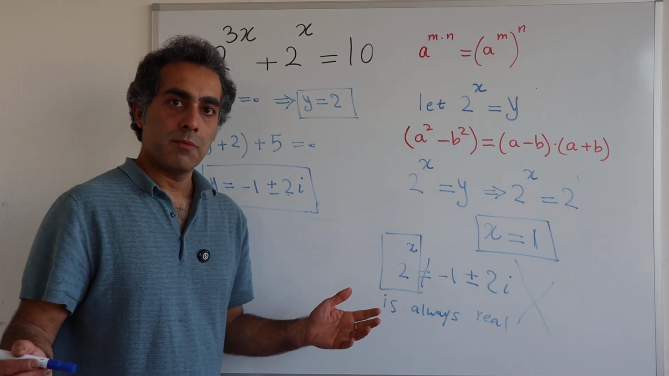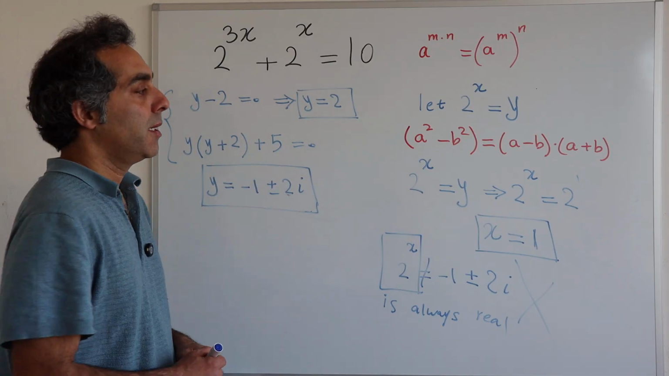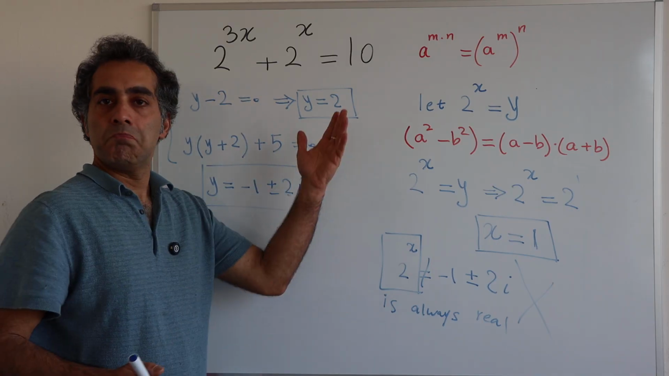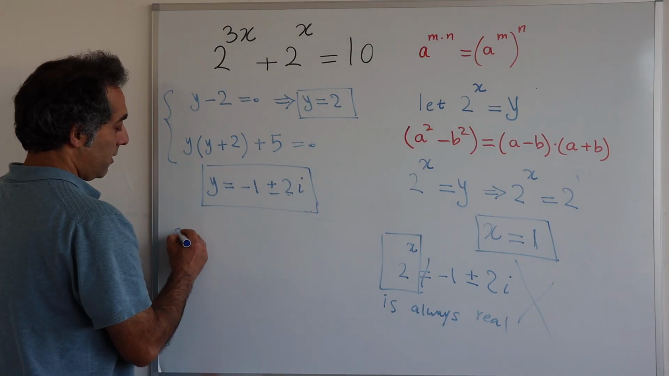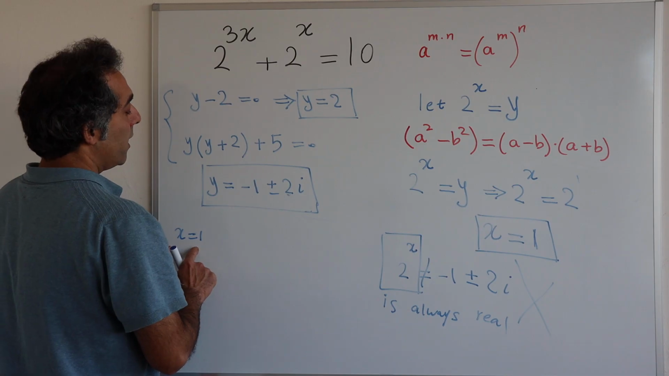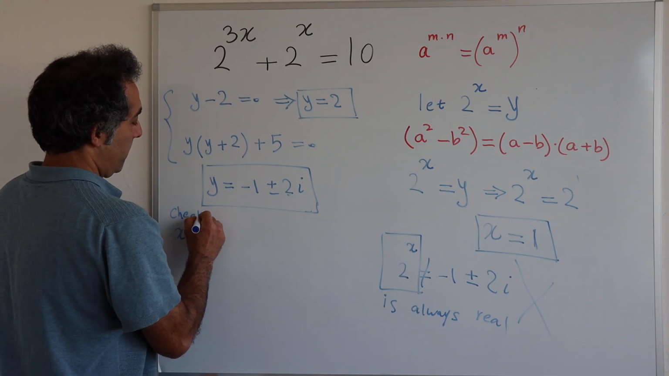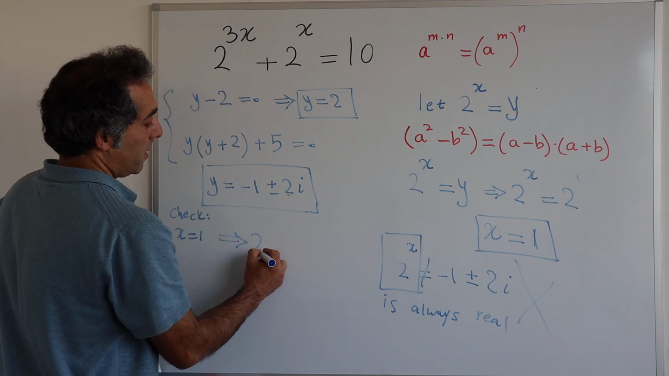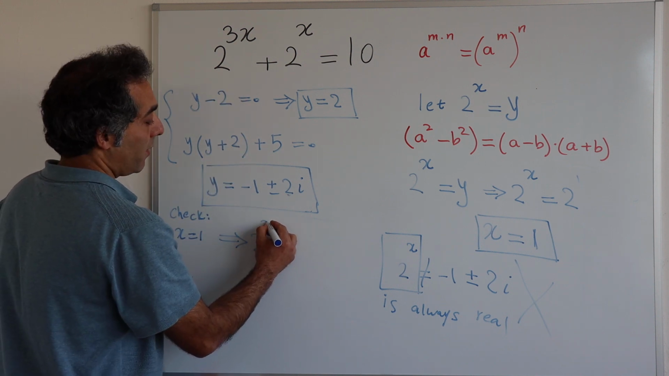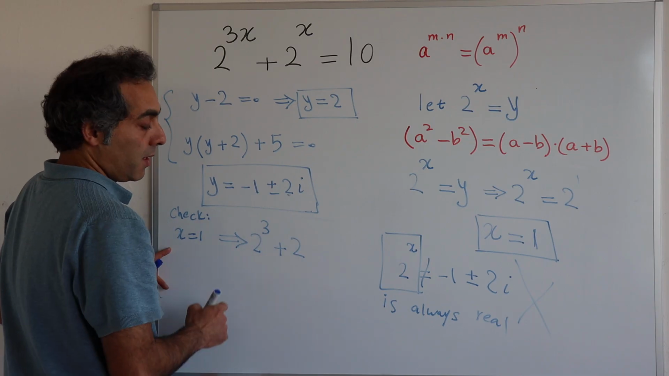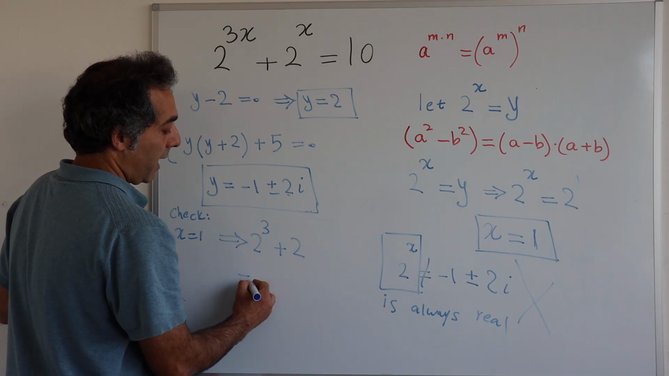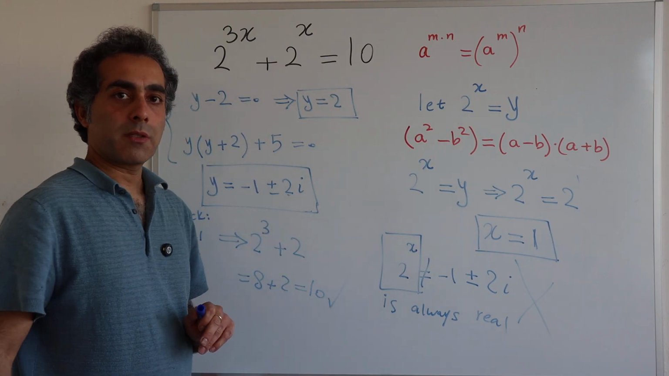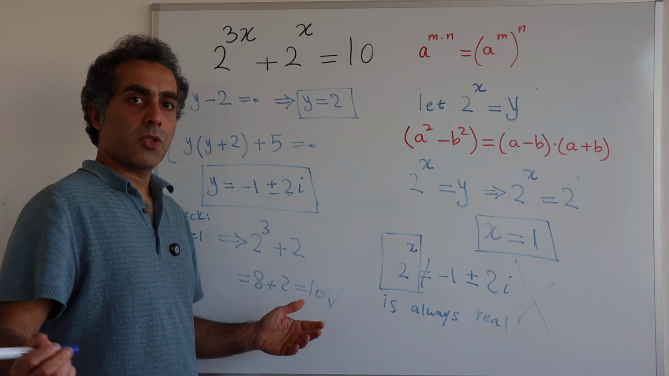And that's it. You can check it very simply here. If you replace 1 in this equation, you can find the solution x. So check. If x equals 1, this is 2 to the power of 3 plus 2. And 2 to the power of 3 is 8, plus 2 is 10. So check. It's true. It's correct.